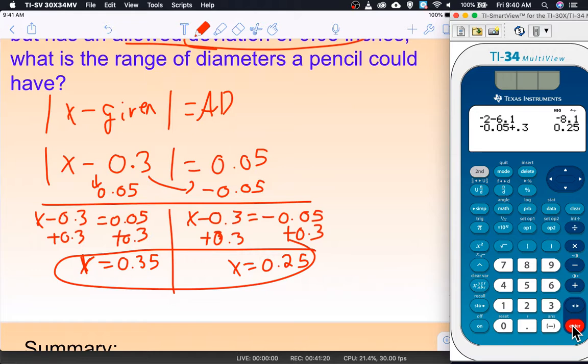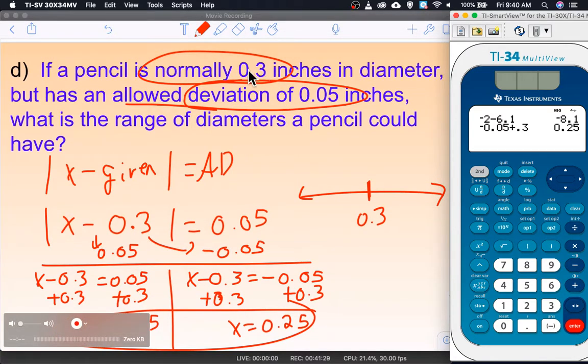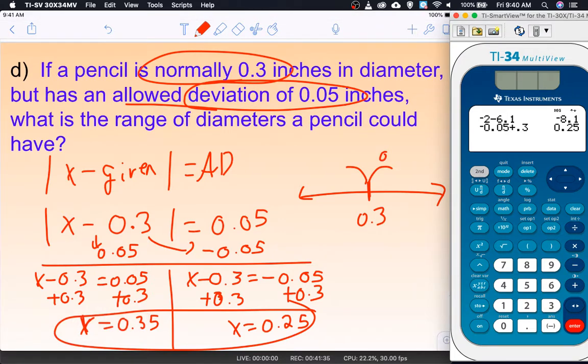Now our check. If you're doing the mental check, if you're doing a little graph thing, from 0.3, it's normally 0.3. That's the middle number. We're allowed to deviate 0.05 up and 0.05 down. That means getting bigger and getting smaller. And that's exactly what we have.